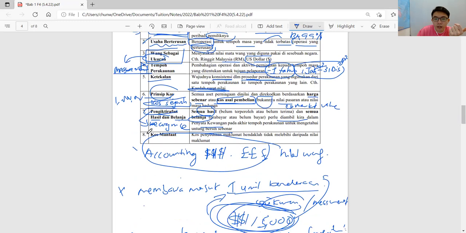Alright, and then the last one, 8, will be cost manfaat. So cost is cost. You know what is cost, right? Manfaat means benefit. Or we call it a cost benefit.